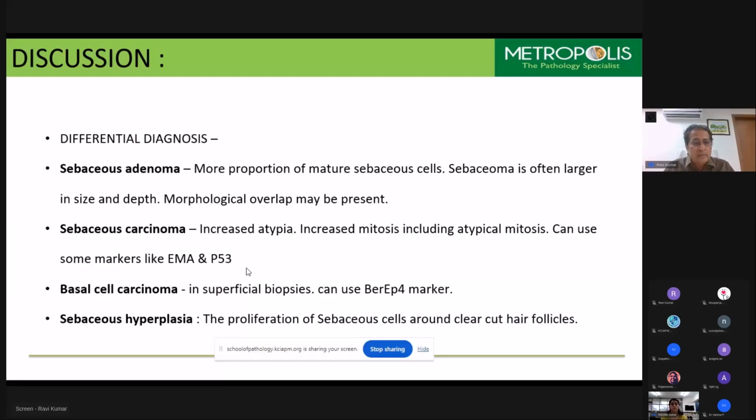Now coming to the last one, sebaceous hyperplasia, the proliferation of sebaceous cells around a clear-cut hair follicle. So if you want to make a diagnosis of hyperplasia, you must see the cross section of the hair follicles. Otherwise, you don't make a diagnosis of sebaceous hyperplasia. That's a very important point and has to be kept in mind. Instead of making a diagnosis of sebaceoma or sebaceous adenoma, if you get a cross section of the hair follicles, then your diagnosis will be sebaceous hyperplasia, because around these hair follicles you see the proliferation of mature sebaceous cells with maybe very few immature basaloid cells, right?